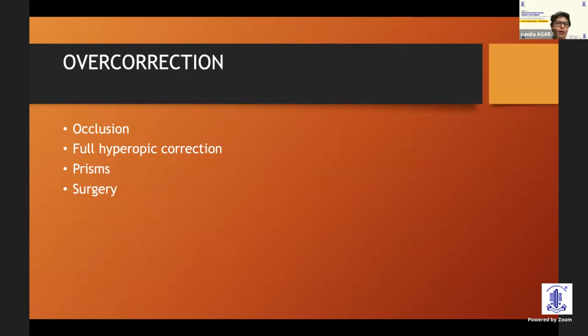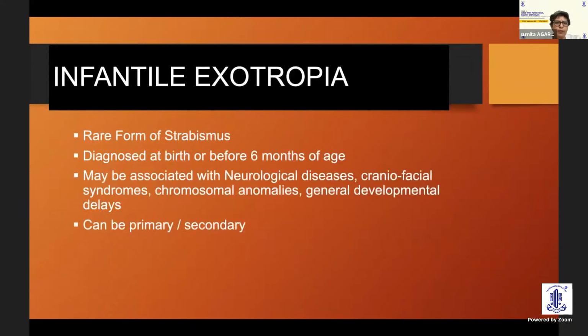Make sure that the better eye, the preferred eye, is occluded. If there is any hyperopic correction which you have left uncorrected, correct it, and prisms, and probably have a little less tolerance for surgery and do it a little early.